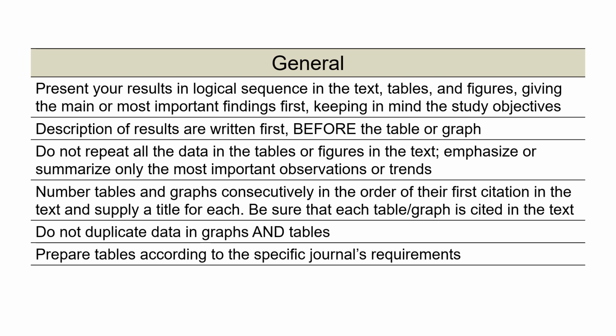Tables or graphs are numbered consecutively in the order of their first citation in the text, and a title is supplied for each. Each table or graph is cited in the text. Choose the best method for presenting the data. Tables for detail and graphs for trends. And if for publication, follow the journal's instructions for authors.